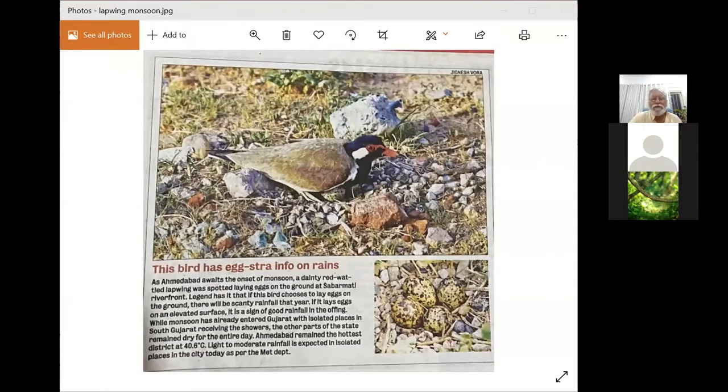So I was just trying to show you this picture where today's Mirror had this photograph, which is about a very old traditional knowledge. We have heard it for the last maybe 30, 40 years. It existed before that. The height at which lapwings lay their eggs is an indication of how good the monsoon will be. So if they lay on the ground, then the chances are that the monsoon would not be very heavy. And if it is at a higher height, then the chances are that monsoon will be heavy, because they estimate the likely intensity of monsoon while laying their eggs.